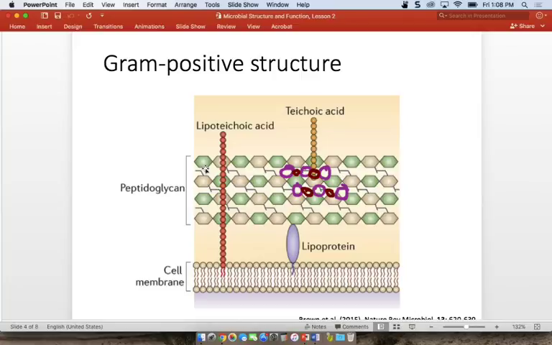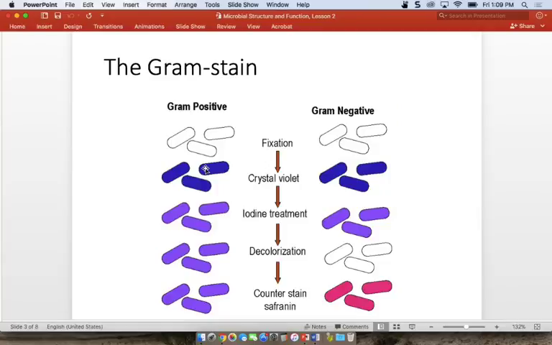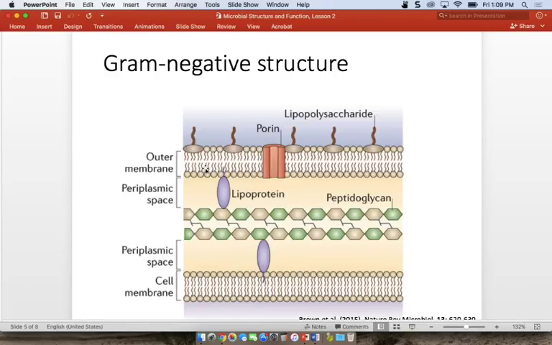Why doesn't this happen with a gram negative? So why don't gram negatives stay purple? That's the wrong way again. No, it was right. Gram positive, gram negative. There we go. Zach?